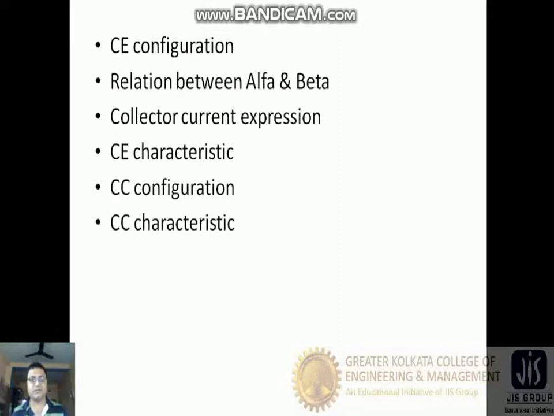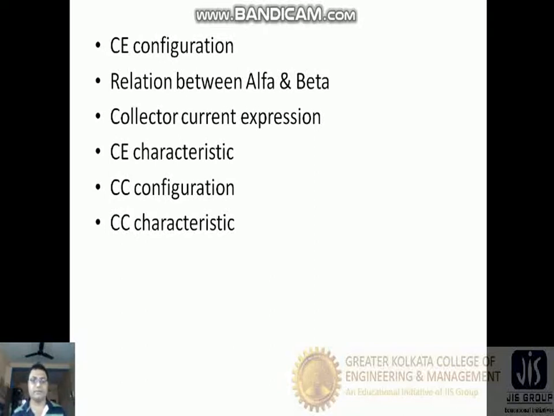Hello, welcome to another session of my video lecture. In this session, we are going to cover the following topics. First, we cover the common emitter configuration. Then we cover the relationship between alpha and beta, the gain of the transistors, different types of gain. Then we cover the collector current expression. Then we discuss the common emitter characteristics, then the common collector configuration, then the common collector characteristics. So we're going to discuss these topics one by one.